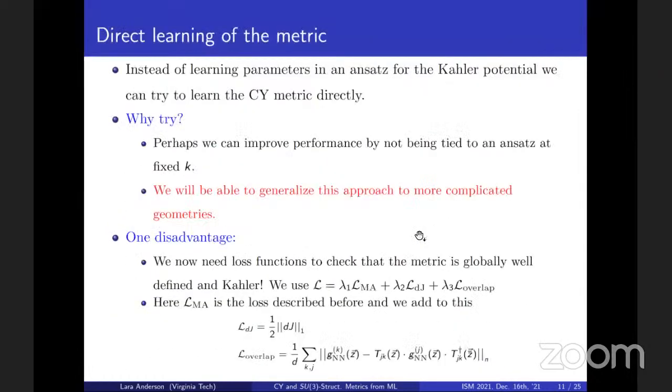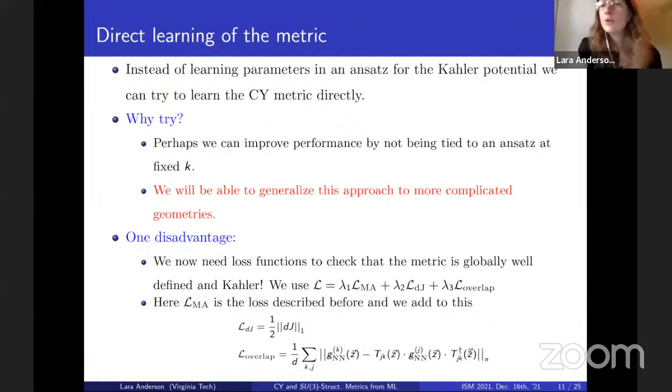Okay. Good. So the punchline of the previous comments: you can use machine learning or a neural network to basically upgrade the Donaldson algorithm to make it faster and have better control of the moduli dependence, which is great, but you're also very much tied to the particular form of this ansatz. So another question that we asked is perhaps instead of using the Donaldson algorithm, we could directly train a neural network to learn a Kähler potential for the Calabi-Yau metric, or not even going through the Kähler potential necessarily, just direct learning of the metric.